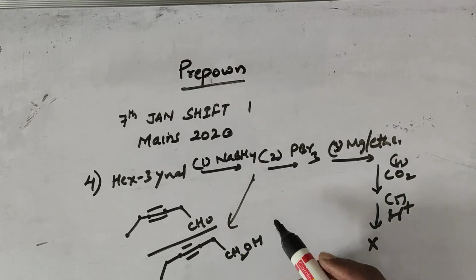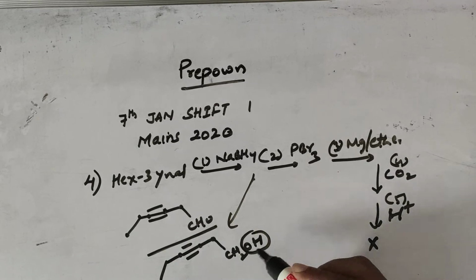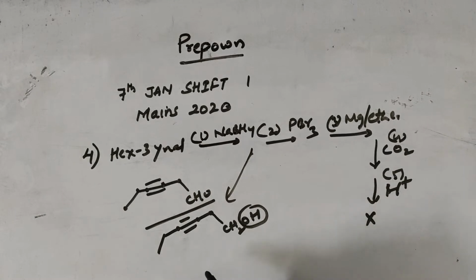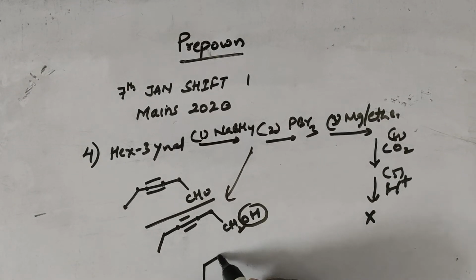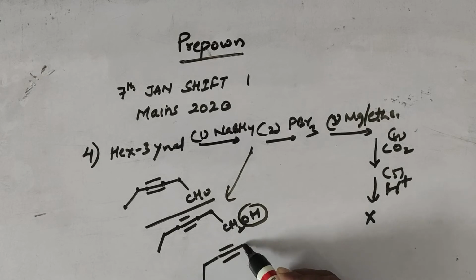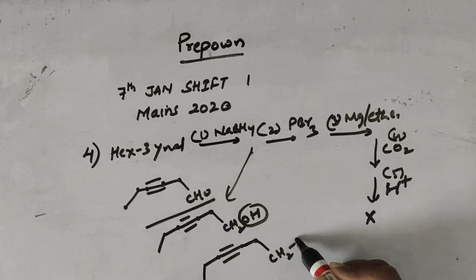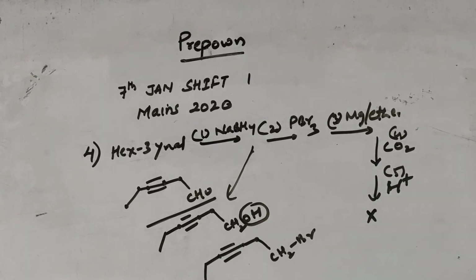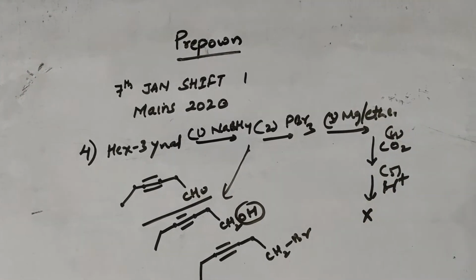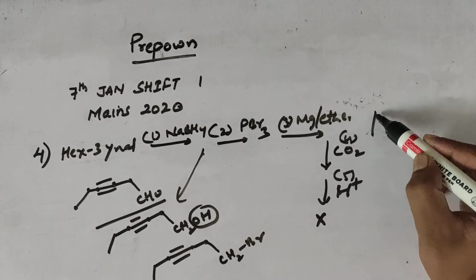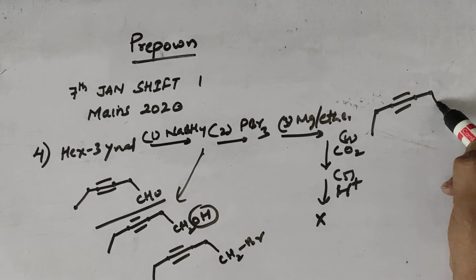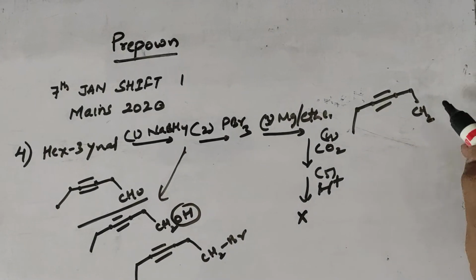And PBr3, what does it do? It's a halogenating agent. So it replaces the OH with Br. So the next compound would become CH2Br. So this is it. And magnesium in ether, as we all know, prepares the Grignard reagent. So in the next step, at this point, the compound should become CH2MgBr.